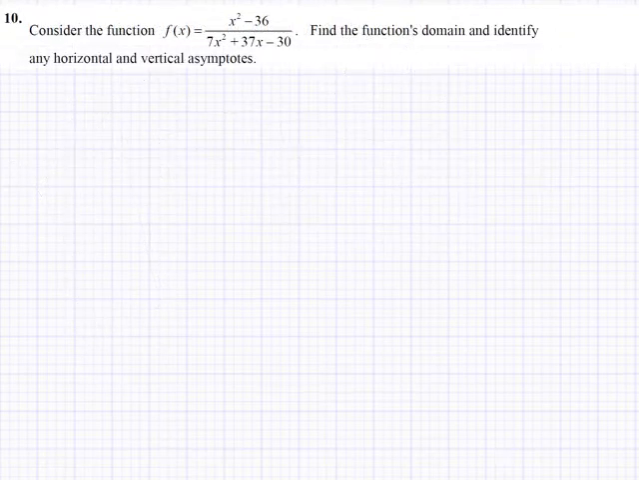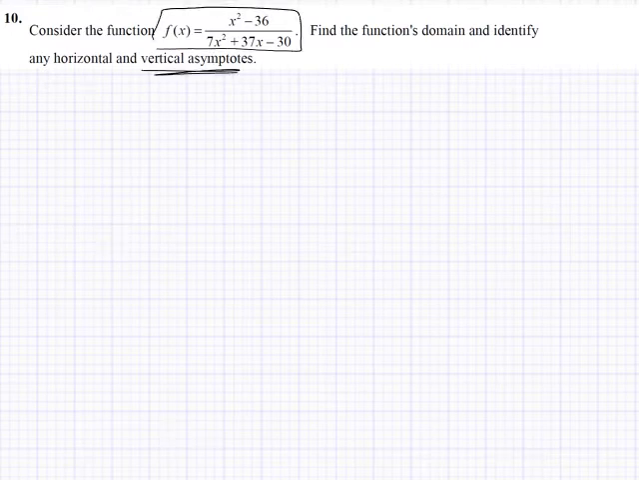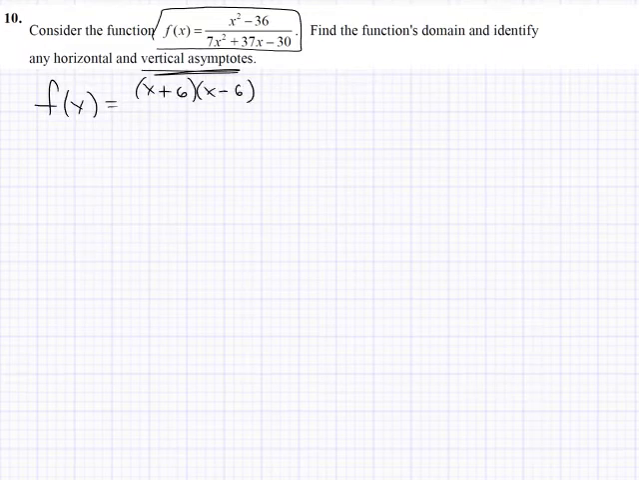So in this example, unlike the 2 previous, we do have to simplify this function to talk about the vertical asymptotes. But for domain, we really look at this before we simplify. So I will factor it though. I will look at this as x plus 6, x minus 6 over 7x minus 5 times x plus 6.